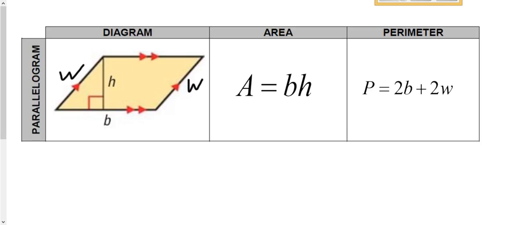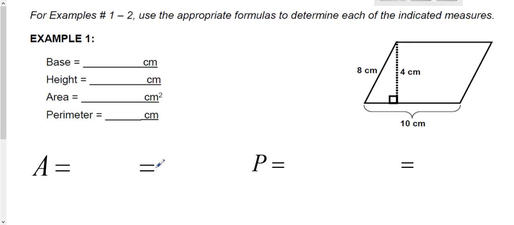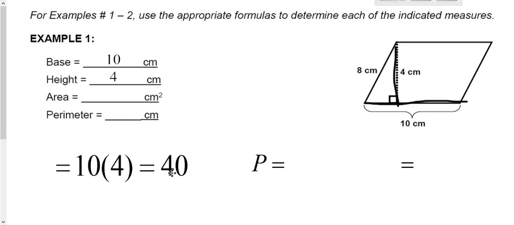So let's see a first example, finding the area and the perimeter of a parallelogram. So we look at this one. We've got the base already down here and the height, so we can put those measurements in our answers. The base is 10 centimeters. The height is 4 centimeters. So the area is just the base times the height. A nice easy problem. 10 times 4, which is 40.